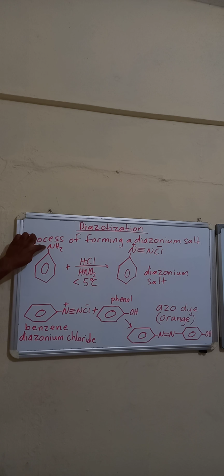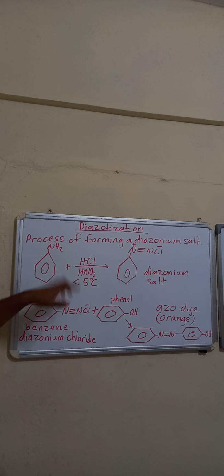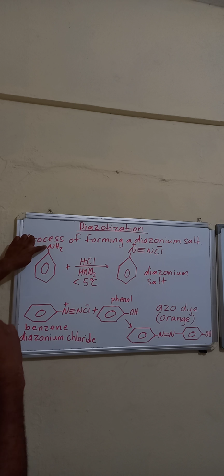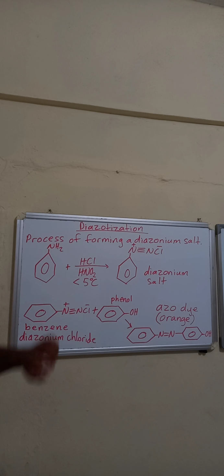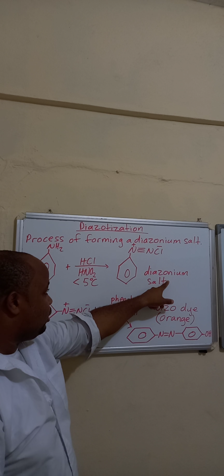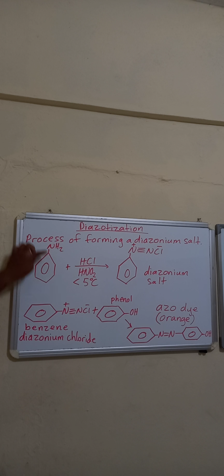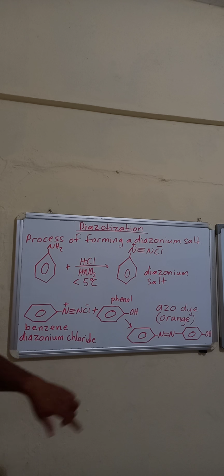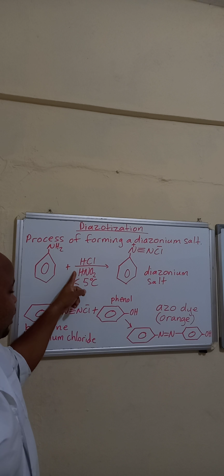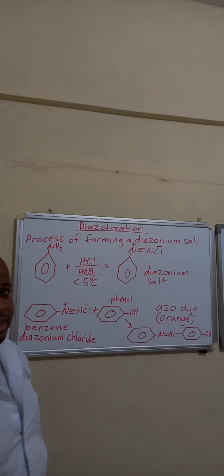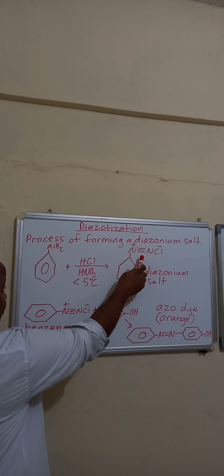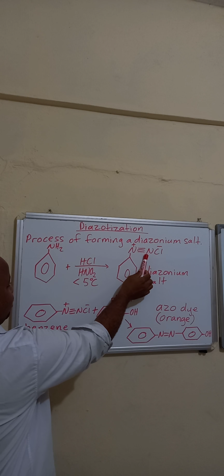Whenever you react an amine with hydrochloric acid and nitrous acid, so it's not nitric acid, it's nitrous acid, HNO2, you are going to get a diazonium salt. So the reaction is not with the benzene ring, but with the amine group. Diazotization is a reaction of the amine, so it has nothing to do with the ring. So the amine with nitrous acid and HCl, you get a diazonium salt. So you just pay attention right here. This salt should have a nitrogen to nitrogen triple bond with the chloride ion.